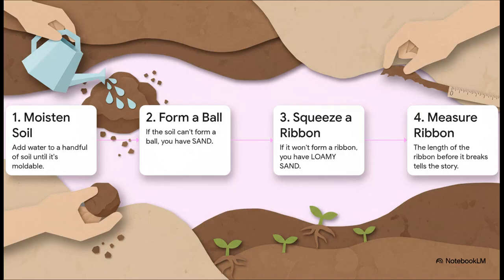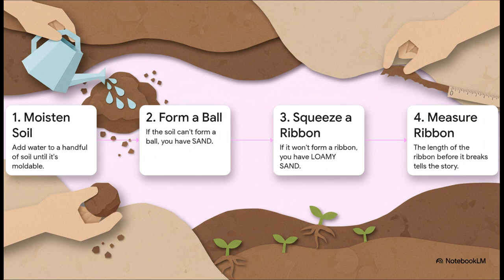This is the classic field test. It's called the ribbon method. First, you're going to take a handful of soil and just add water until it feels kind of like putty. Now for the first big test, try to form a ball. If it just crumbles and falls apart, well, you're dealing with almost pure sand. Easy. If it holds together, you move on to step 3.